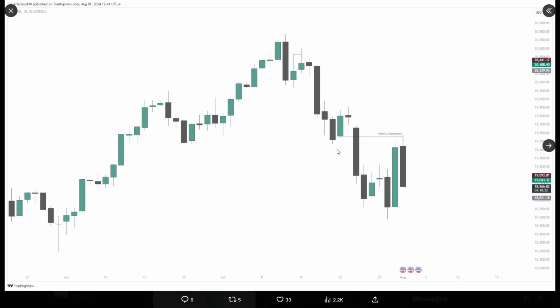Now in this model you need a bias. You actually need a bias. You need to understand where the market is going. If you don't understand how to find out bias, I have a video on that. You will find it here at the top right corner. Alright, so I was expecting lower prices on this chart, on this specific day. Price already hit a weekly order block, right?